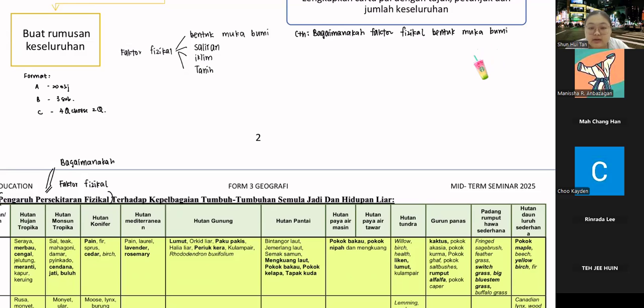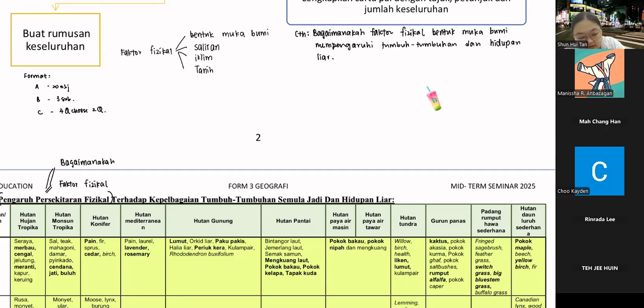Oh, okay. Never mind. Now, come back here. Let's continue with it. So bagaimana faktor fisikal bentuk muka bumi mempengaruhi tumbuh-tumbuhan dan hidupan liar? Now, be aware about this. If the question only says like this, they didn't specify hutan di atas, tumbuh-tumbuhan di atas, hidupan liar tersebut, it means they are general. They want you to explain in general.